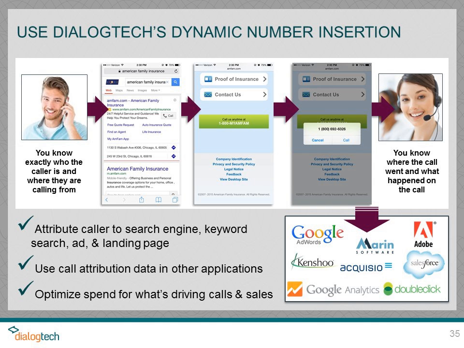You'll also be able to pass all that data down into whichever third-party tools, bid management, web analytics, AdWords, CRM, or marketing automation tools you're using to help track and improve your paid search campaign. And then once you have this, you're able to really optimize spend for what's driving calls and sales.